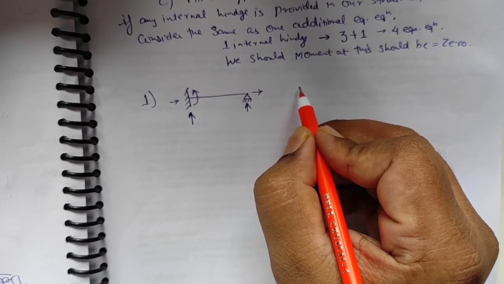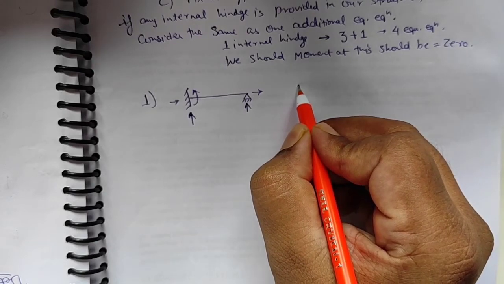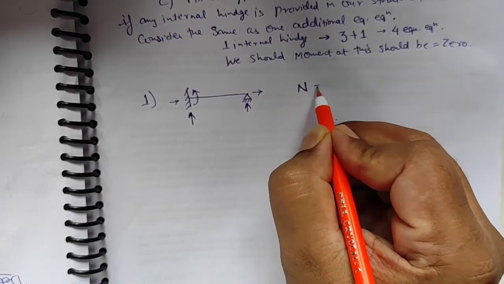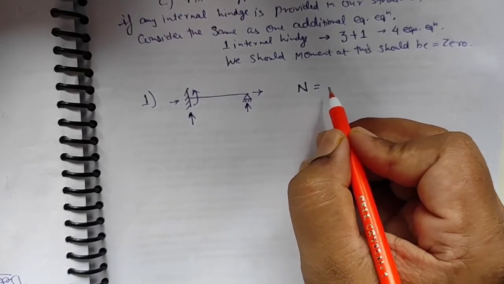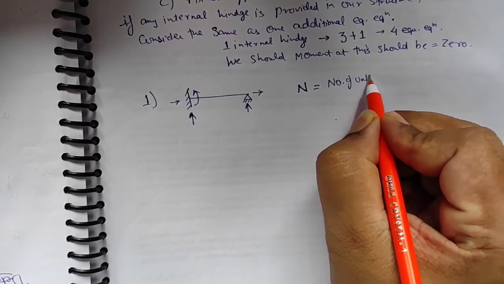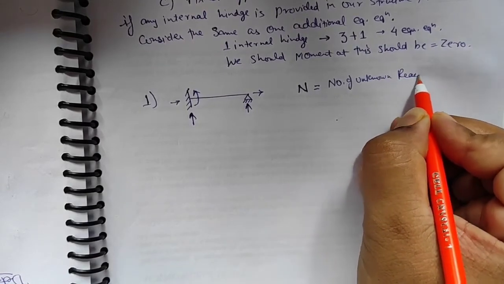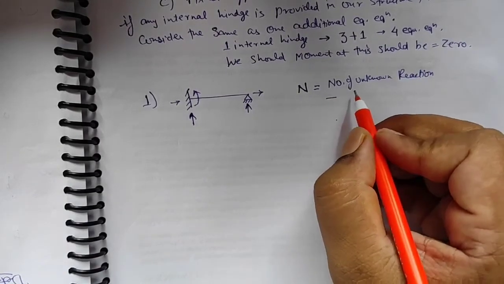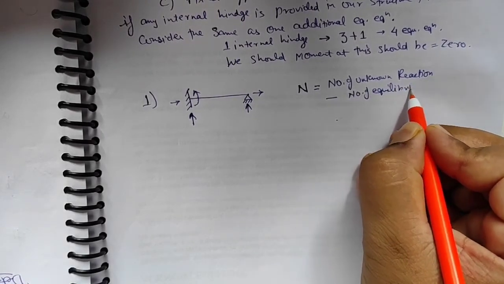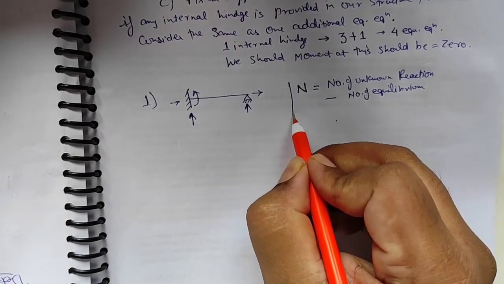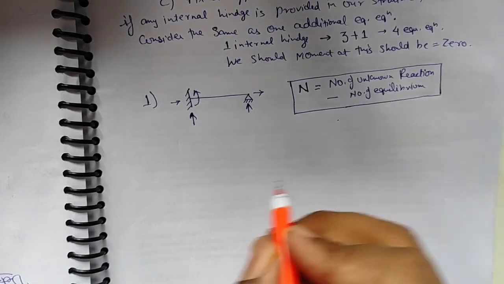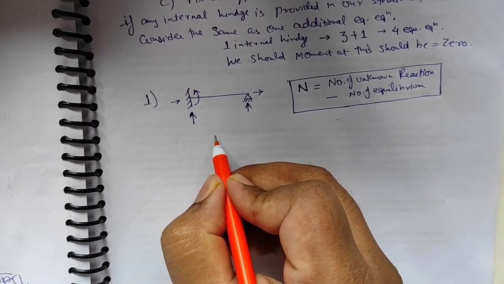As we know, the degree of indeterminacy, let me name it n, is equal to the number of unknown reactions minus the number of equilibrium equations. As we have previously discussed this equation in the previous classes, applying the same formula here.